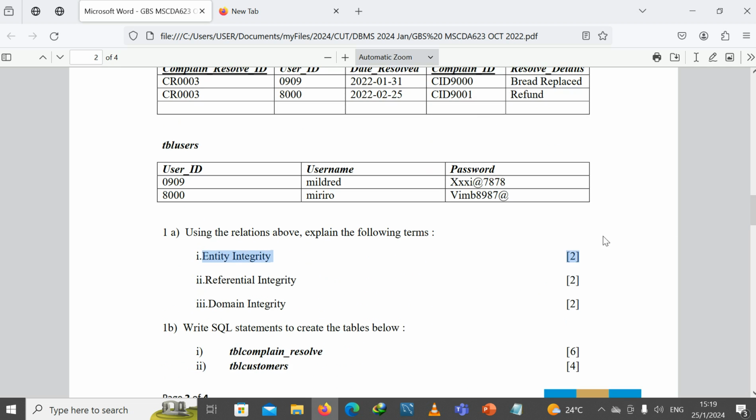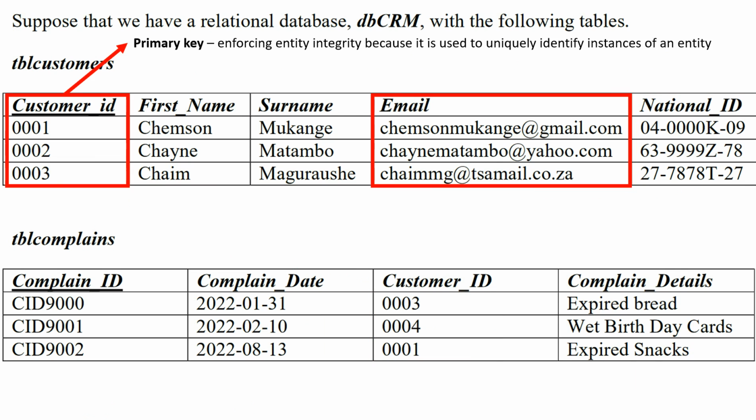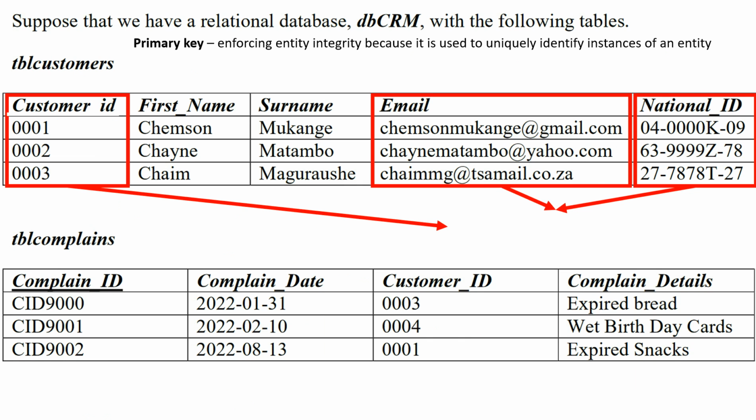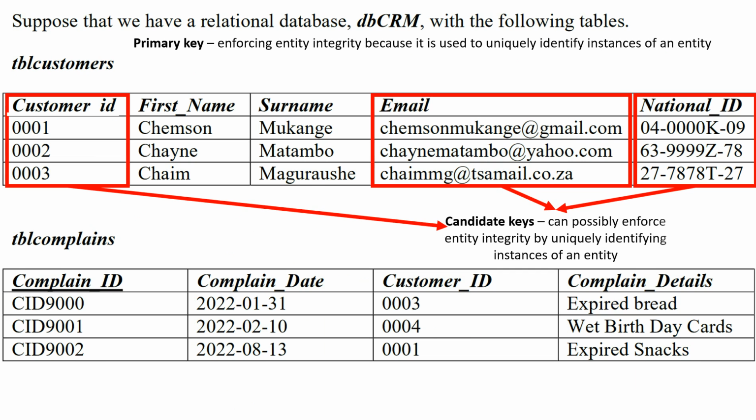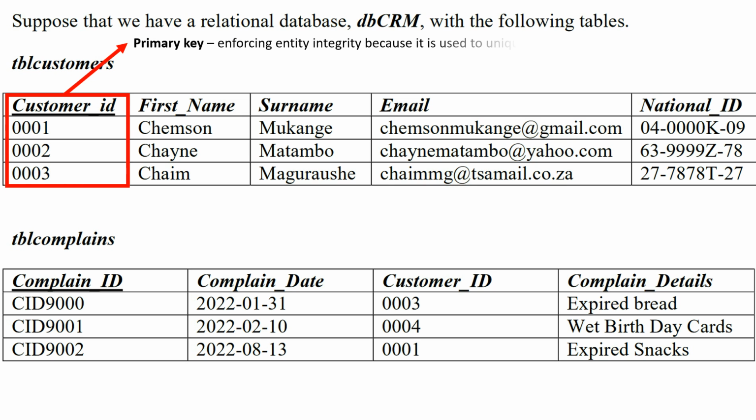Right, by now you are done. So I will refer back to the entity integrity. Entity integrity is enforced by a primary key that uniquely identifies instances of an entity. For instance, we have customer ID that was selected to uniquely identify records in table customers. Another example is complaint ID that is selected to uniquely identify complaints lodged by the clients. That's that.